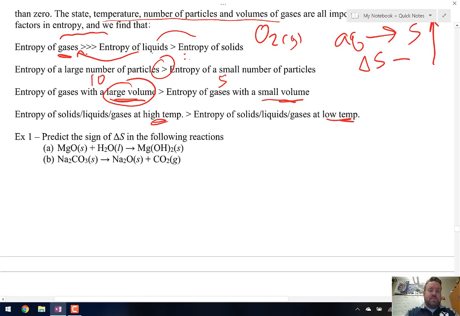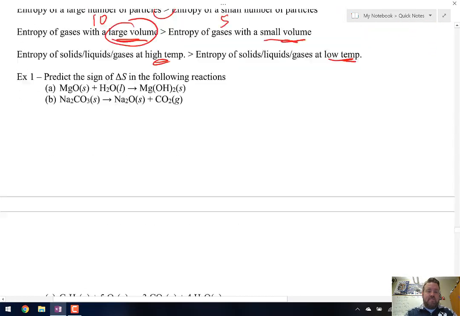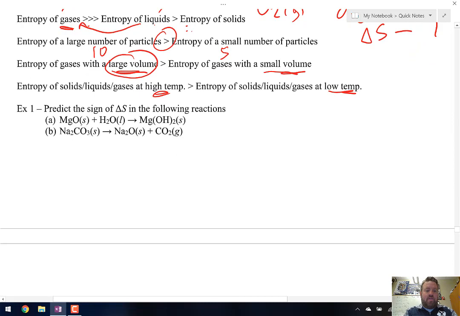Okay, so let's look at these examples here. The first one, A, you're going from a solid and a liquid to just a solid. This side has a liquid on it, and this side only has a solid on it, so that is going to be a negative delta S. It's becoming more ordered, because just the solid is going to be much more organized than a solid and a liquid, thinking about motion and movement.